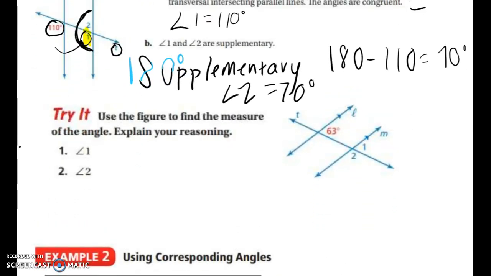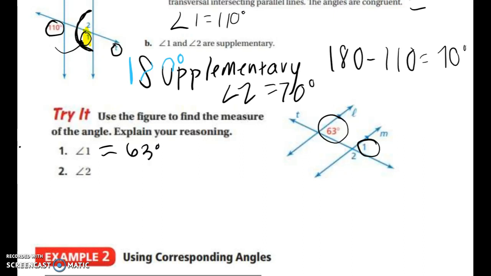Now we're going to try another example using the figure to the right. It says that this angle is 63 degrees, and we want to figure out what angle 1 is. 63 is in the top right corner of line L, so we're going to look at line M. The top right corner is our corresponding angle, which means that angle 1 just equals 63 degrees.